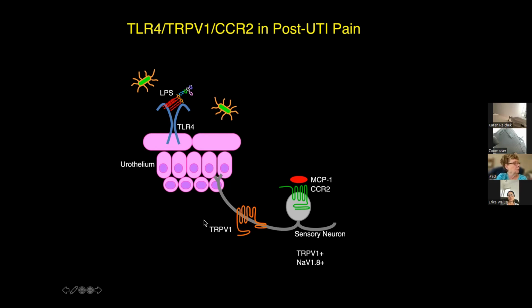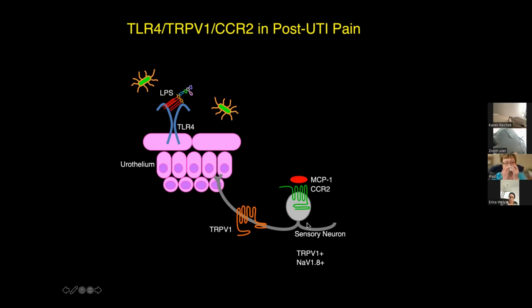TRPV1 is known as the receptor for capsaicin, the active ingredient in red pepper. We found that TRPV1 is required for these pain responses, particularly in chronic pain, for the establishment of pain. But if you target TRPV1 later, it has no effect. So it's necessary for the establishment, but not the maintenance, of chronic pain.